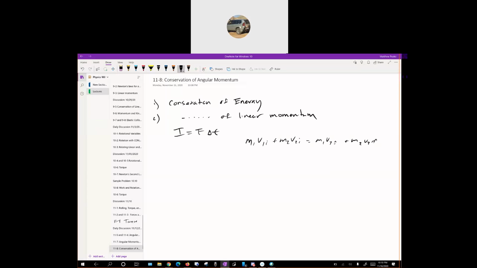Sometimes we could be working an exploding problem where it's one that turns into two, or we could have something like a ballistic pendulum where it's two that turns into one. In that case, they moved off at the same final velocity, right? M1 plus M2. Okay, well, guess what? We have a conservation of angular momentum too.